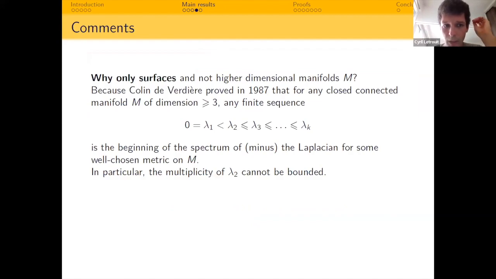Just some comments now. Why am I only speaking about surfaces and not higher dimensional manifolds M? It's because Colin de Verdière proved in 1987 that for any closed connected manifold of dimension at least 3, any finite sequence like this, the beginning of the spectrum of minus the Laplacian, can be realized if you choose the metric on M well. So M is fixed, it's any manifold of dimension at least 3, but you can choose the metric and you can realize any sequence. In particular, if you decide to take lambda 2 up to lambda n, for very large n, to be equal, you know that it's the spectrum of some Laplace-Beltrami operator. So you know that the multiplicity cannot be bounded in dimension at least 3 just in terms of the manifold. You have to know the metric.